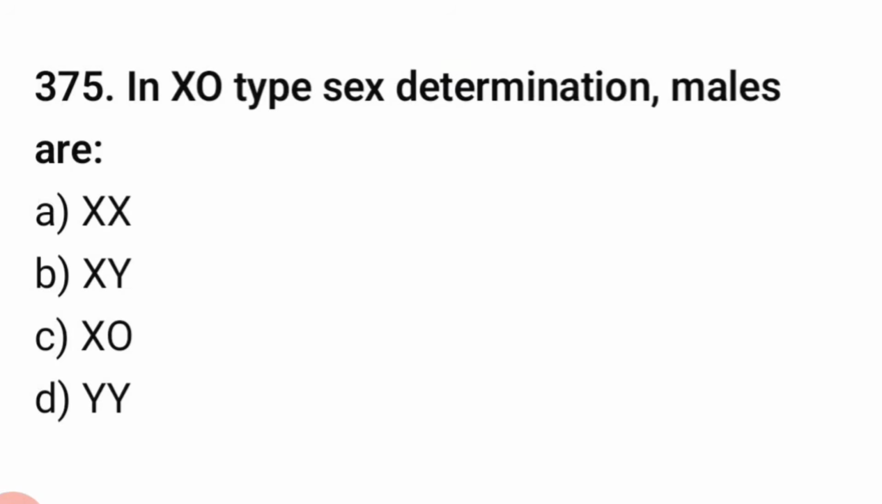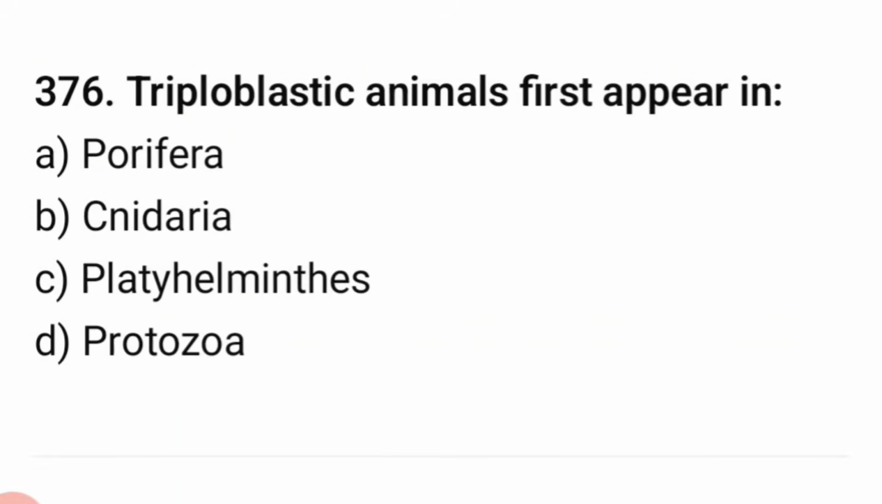Question 375. In XO type sex determination, males are. Right answer is option C. Question 376. Triploblastic animal first appears in. Right answer is option C. Phylum Platyhelminthes.